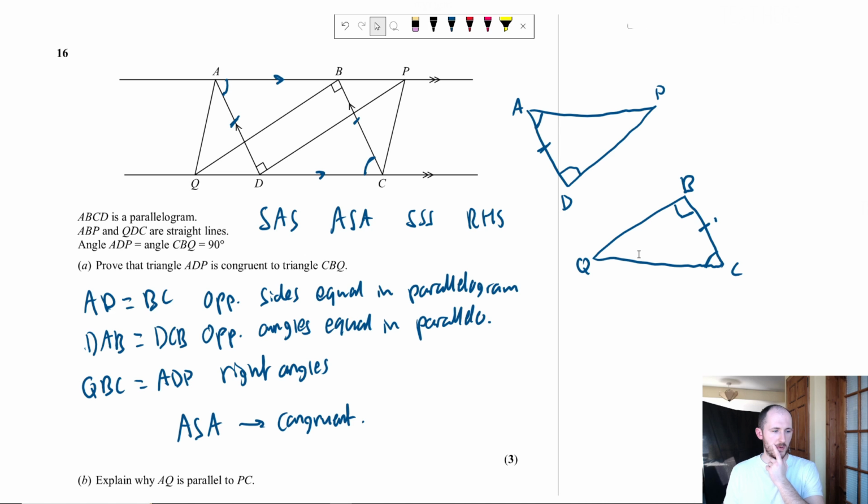Is a trapezium one set of parallel lines? Yes. In a parallelogram, both pairs of sides are parallel to each other. In a trapezium, only two sides are parallel, the other two aren't.